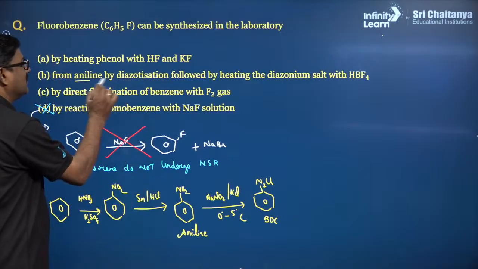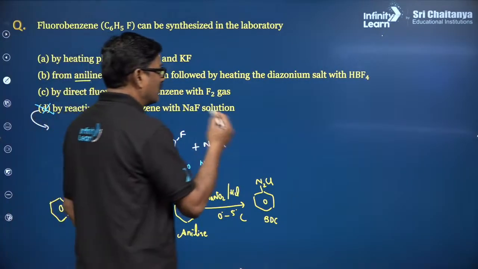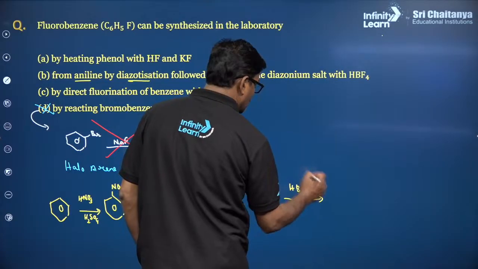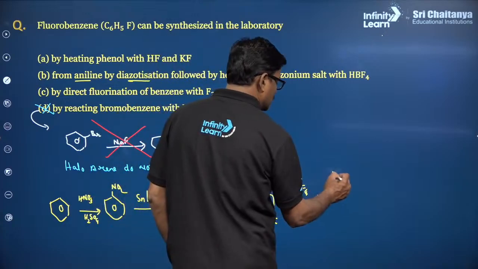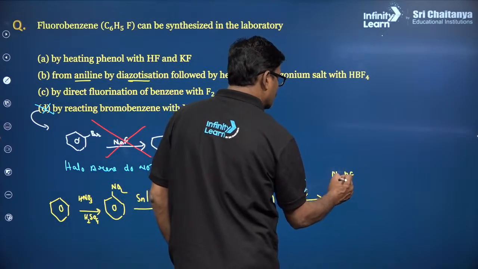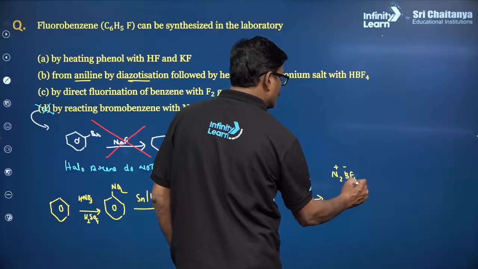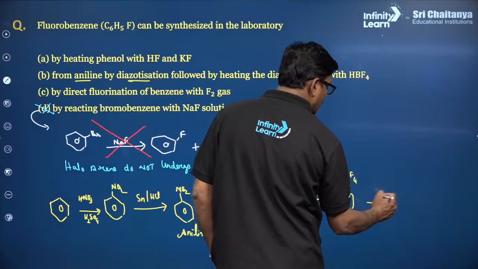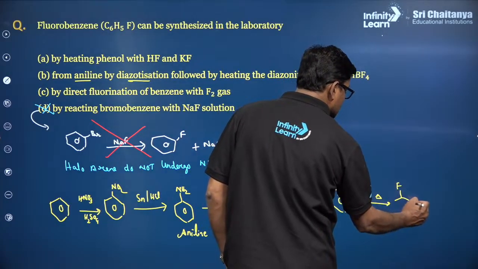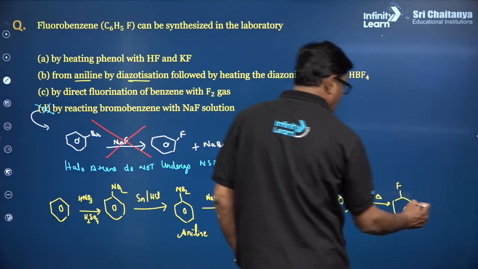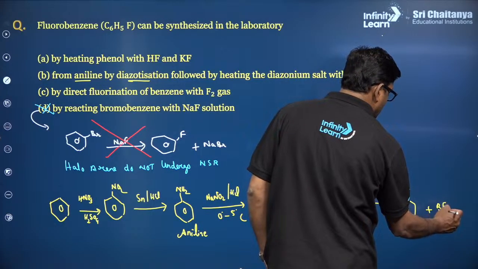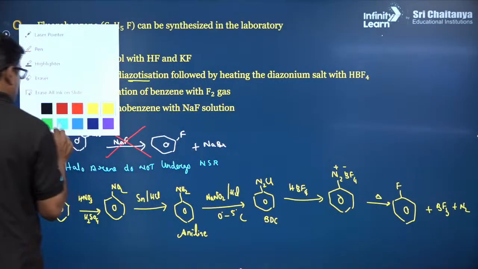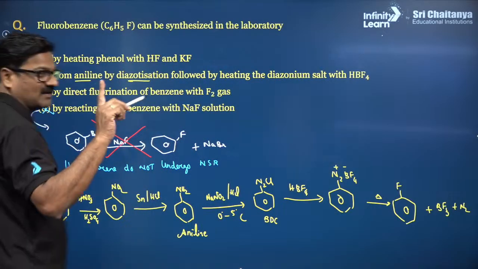So from aniline diazotization, it is now followed by HBF4. So the diazo group, N2BF4, is going to be formed. Now on heating this, what happens? You are going to get fluorobenzene, the Balz-Schiemann reaction, and BF3 and nitrogen gas are eliminated. So my answer for this total explanation is going to be option B is the correct answer.